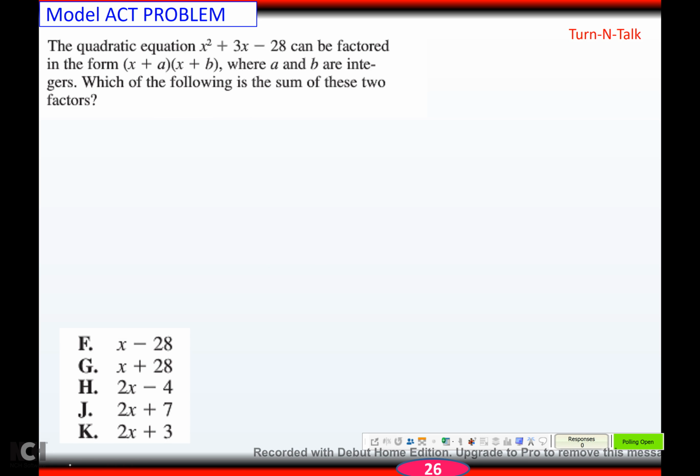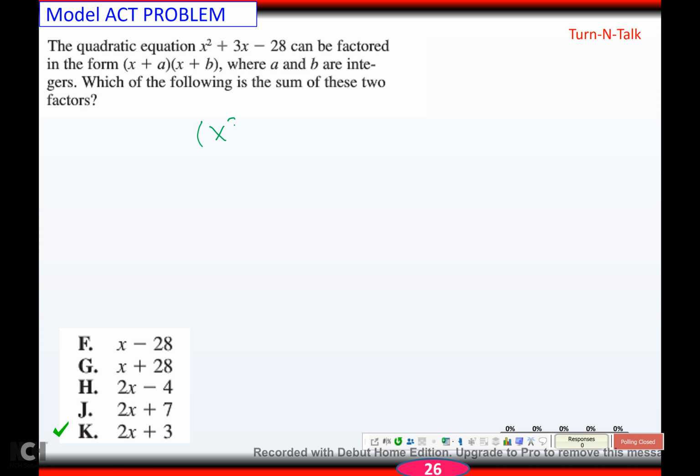Okay, try this one. Hit pause. Come back when you're ready. And hopefully you got 2x plus 3. It says the quadratic equation can be factored into this form where a and b are integers. Which of the following is the sum of these two factors?